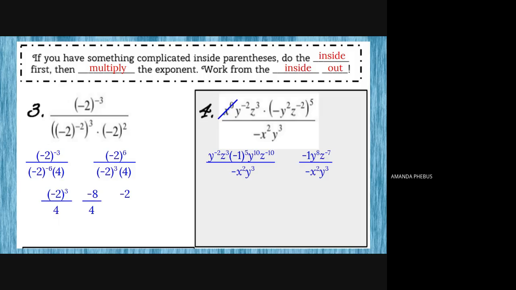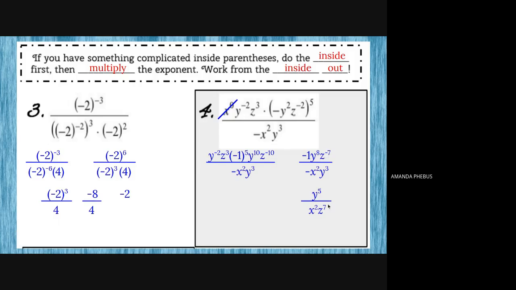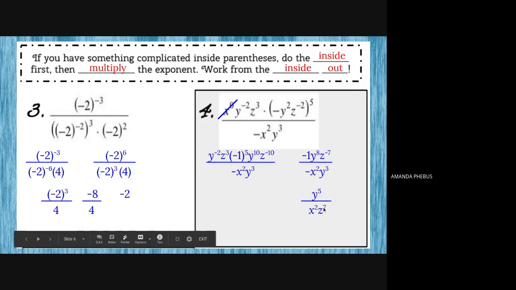And then it's kind of like I simplified the numerator. There wasn't really anything to simplify in the denominator. Now I'm going to bring them together and see what I can do to simplify them together. So I know this -1 divided by -1 is going to be a positive. My answer is going to be a positive fraction. 8 minus 3 with my y's is y to the 5th. My x squared is going to stay in the denominator, and then the z to the -7th is going to move to the denominator as well to become a positive exponent. And that's all I can do. I have one of each variable.